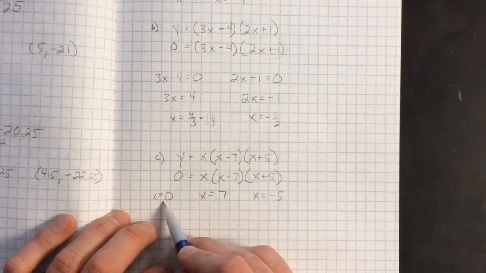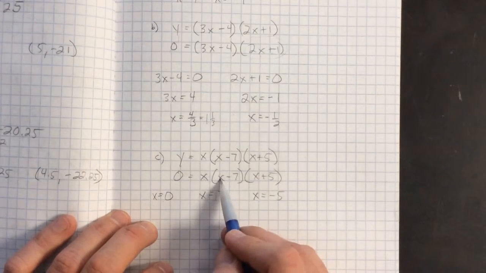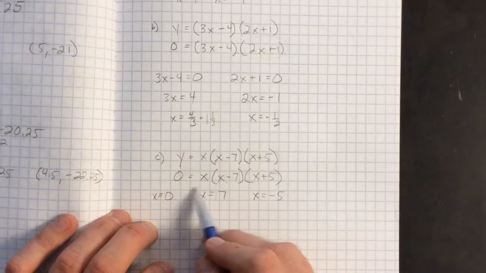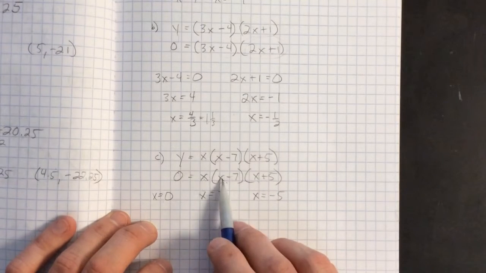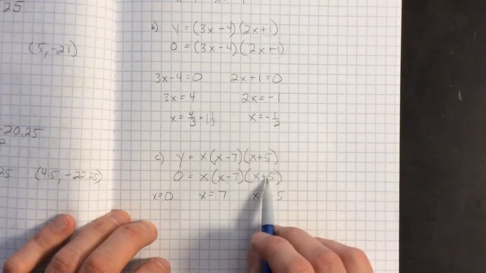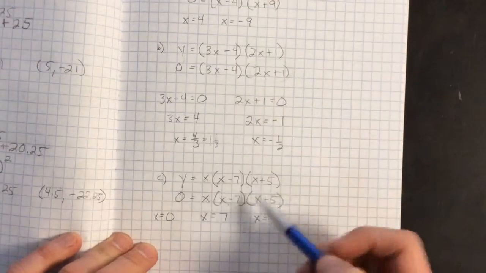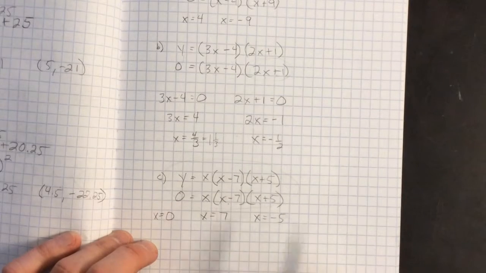Well, x can be 0, because then it will be 0 times who cares times who cares. x can be 7, because then it'll be who cares times 0 times who cares. And then here x can be negative 5, because then it'll be negative 5 times who cares times 0 here. So these are the three x-intercepts. You can graph them all. Again, this one won't be a parabola, but it will cross the x-axis at 0, 7, and negative 5.